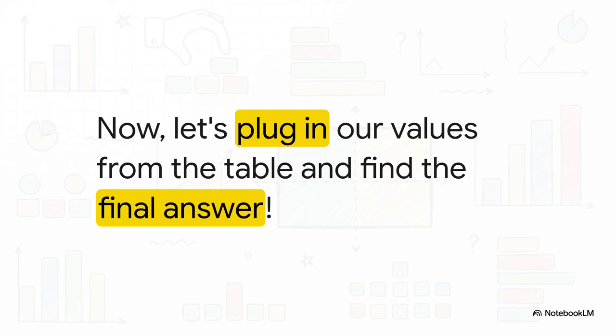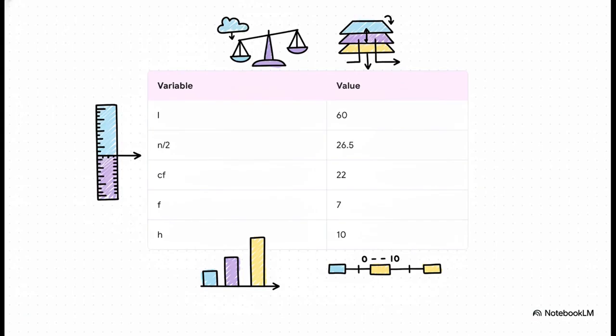All right, enough theory. It's time to take all the values we've identified from our table and plug them straight into the formula to get our final answer. Okay, let's do this. L, the lower limit of our 60-70 class, is 60. N over 2 is our magic number, 26.5. CF is the cumulative frequency of the class before our median class, which is 22. F is the frequency of the median class itself, which is 7. And H, the class size, 20 minus 10, is 10.